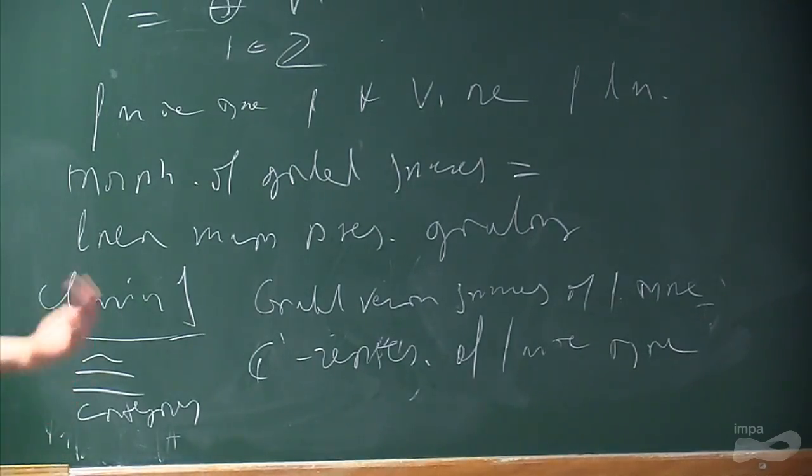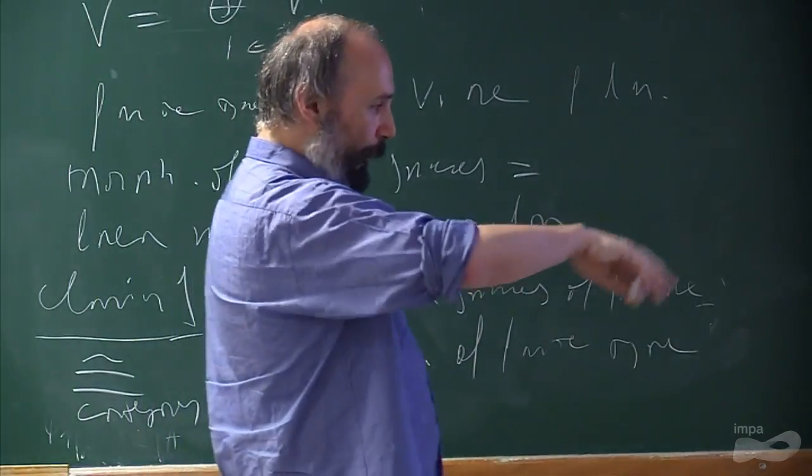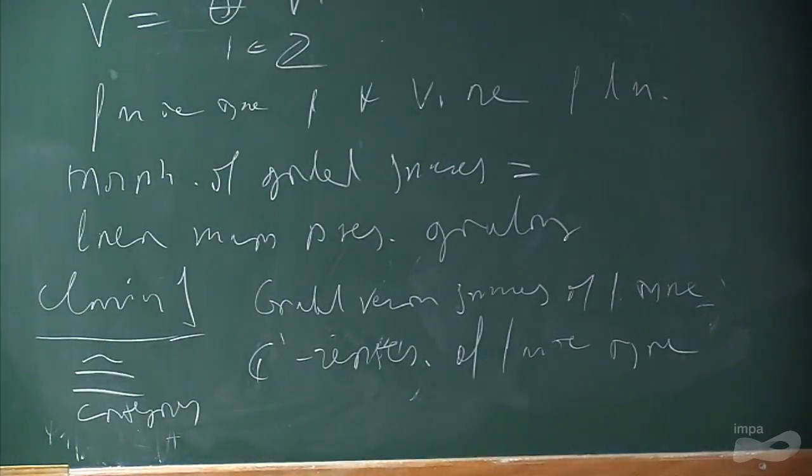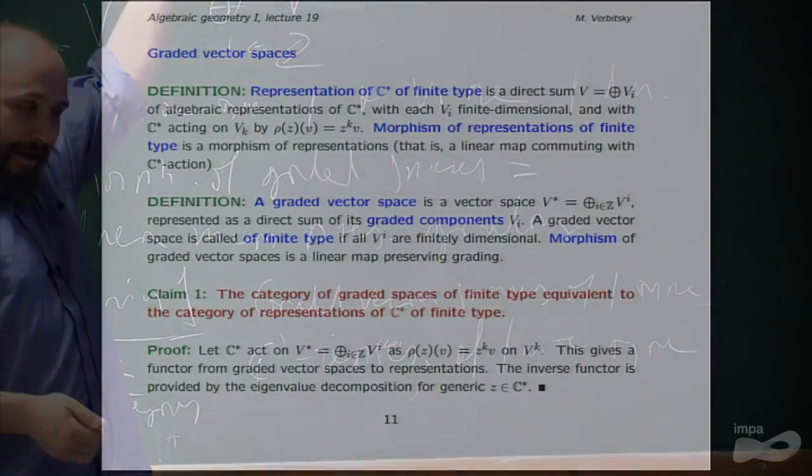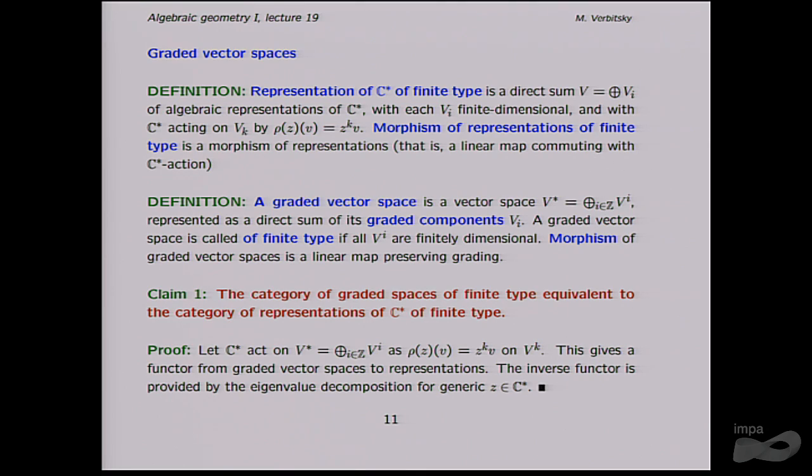Okay, it should be clear because again, you have your rho action, rho of z is an endomorphism of your space. You take the direct sum eigenvalue decomposition of this eigenspace, and this is precisely your grading decomposition. This is how you get back from the representations to grading, and from grading to representation, you just use this formula. On the V_i, rho of z is z to the power i. It takes a vector and multiplies by z to the power i.